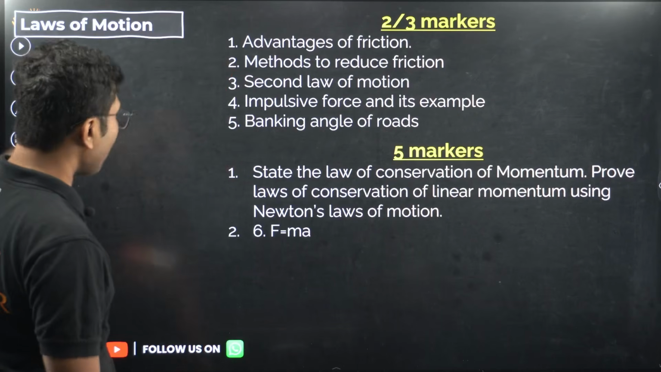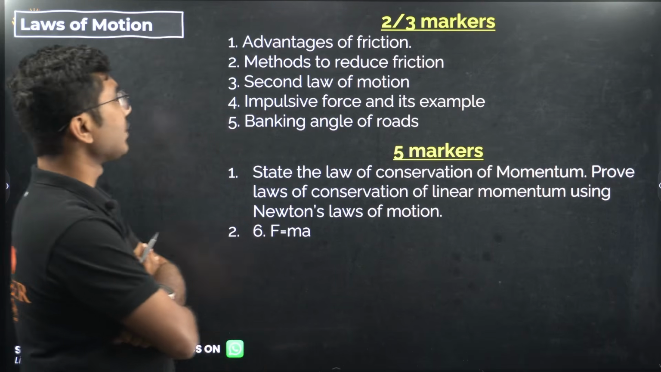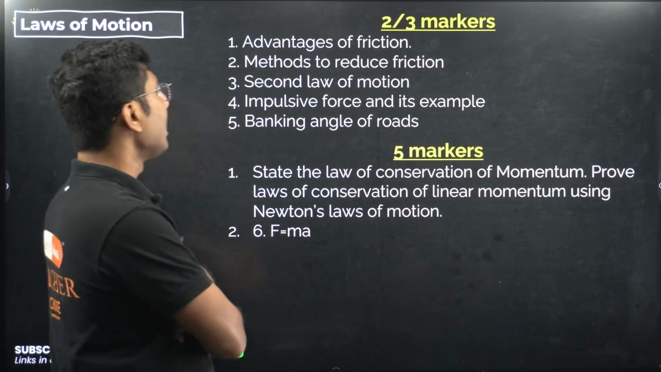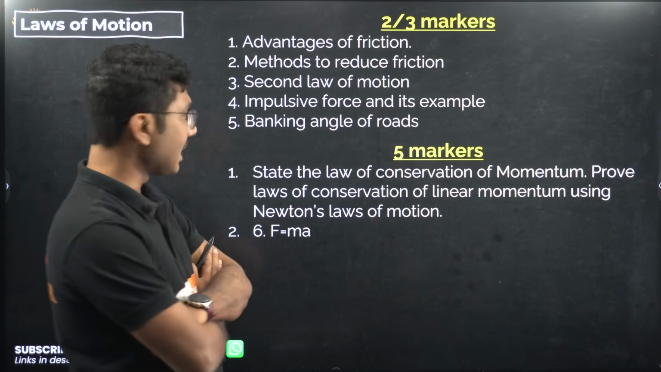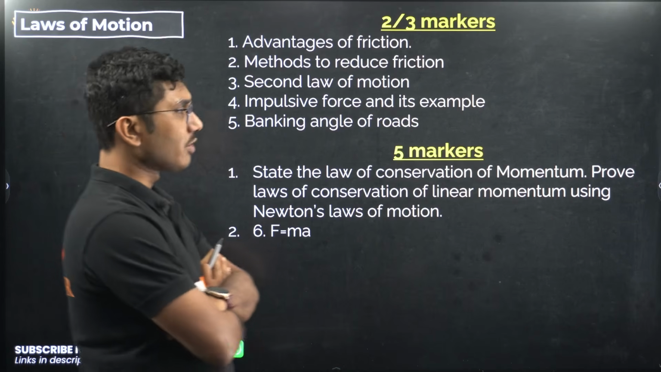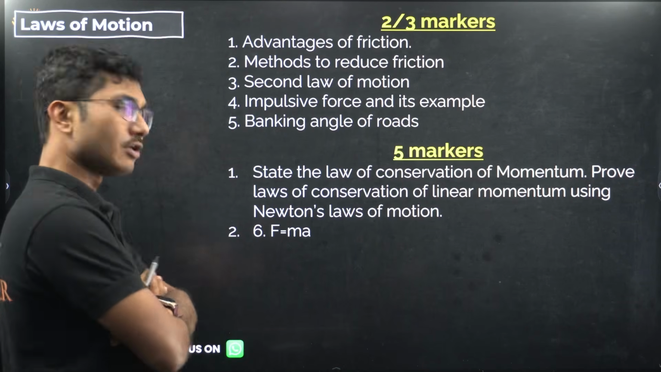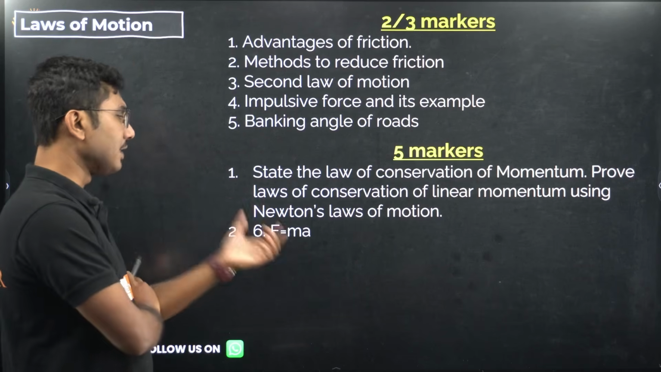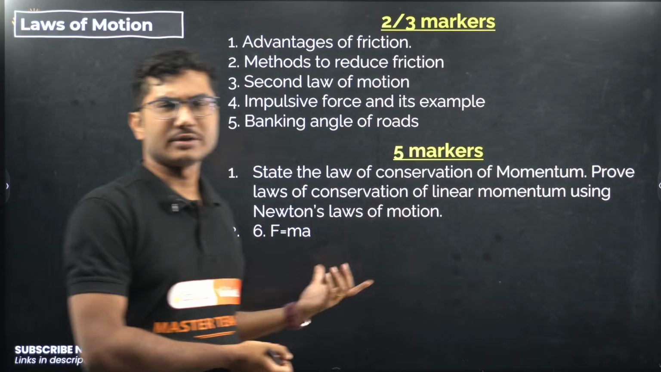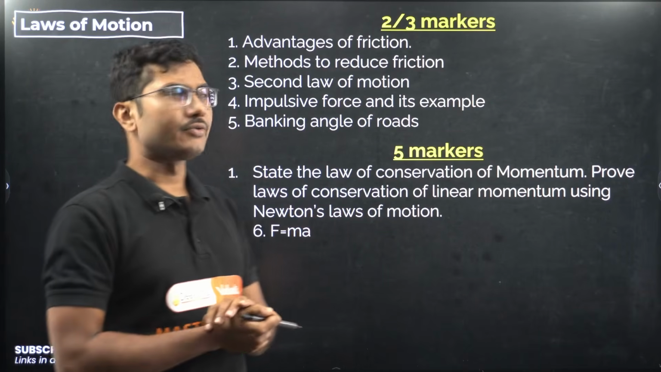Next chapter is laws of motion. Another important chapter. Here: advantages of friction, methods to reduce friction, second law of motion statement, impulsive force and its example, banking angle of roads, state the law of conservation of momentum, prove the law of conservation of linear momentum using Newton's law of motion. Also, the derivation of F = ma. These are the 5-marker questions. So state Newton's law of motion and hence derive F = ma. So these are the standard questions from this chapter.